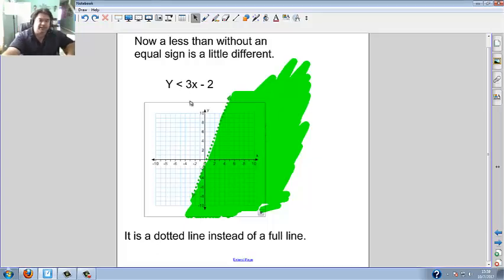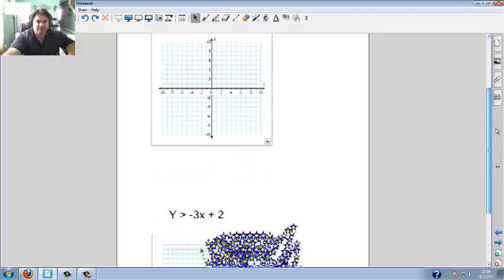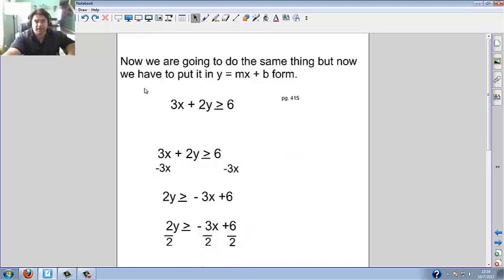So here you have y is less than 3x minus 2. So in this case it's less than, so it's a dotted line instead of a full line. You try, go ahead. Did you get this? Plus 2, down 3 over 1, down 3 over 1, shade above with these pretty stars. Quick break.